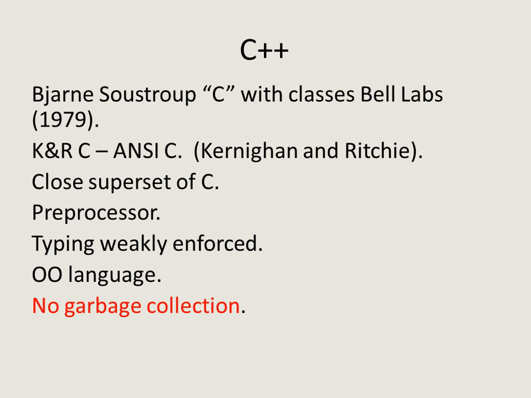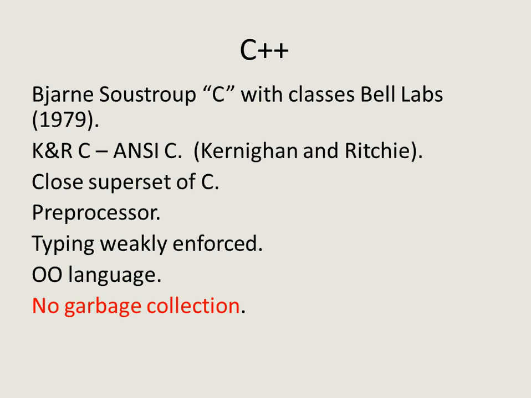C++, created by Bjarne Stroustrup, again at Bell Labs, 1979. It's a close superset of C, but there are features of C you need to be aware of. If you use a for loop in C++, you can say for int i equals 0, etc. But in C, that variable has to be defined outside of the for loop. Variables have to be defined at the top of blocks, and we'll see what those are later in C. But in C++, you can define a variable anywhere. Again, we have a preprocessor.